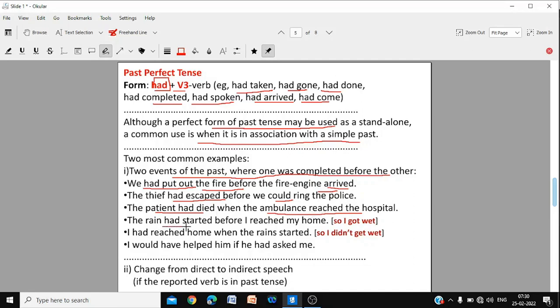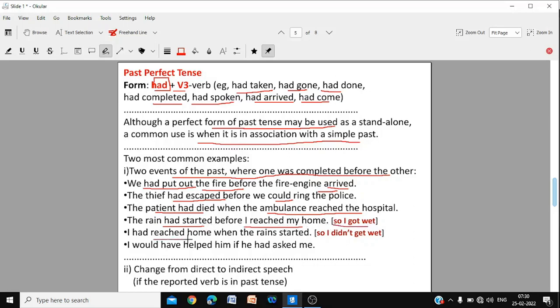The rain had started before I reached my house. Had started, past perfect. Reached, simple past. It means the rain started first, so I got wet.